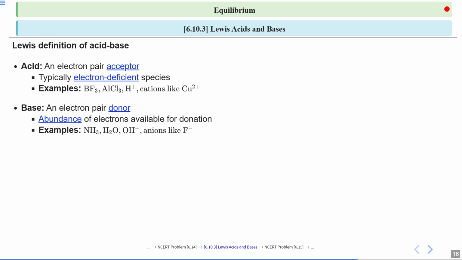But what about NH3 and H2O? How are we saying that they are electron donors? Because both of these have a lone pair on the central atom, not central ion, central atom. Ammonia has one lone pair and water has two lone pairs, and that is the reason they are classified as Lewis bases, because they can donate their lone pair during an acid-base reaction.